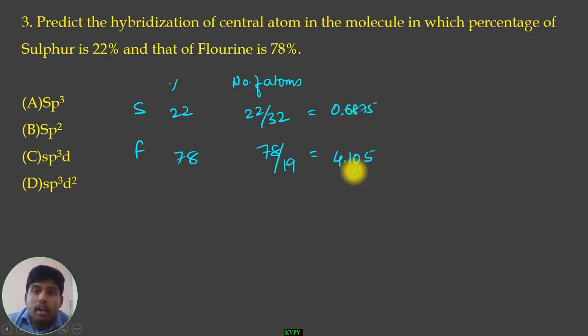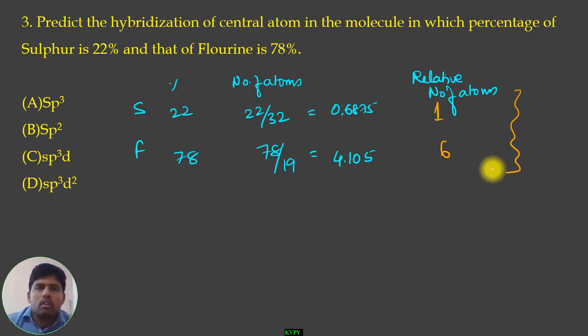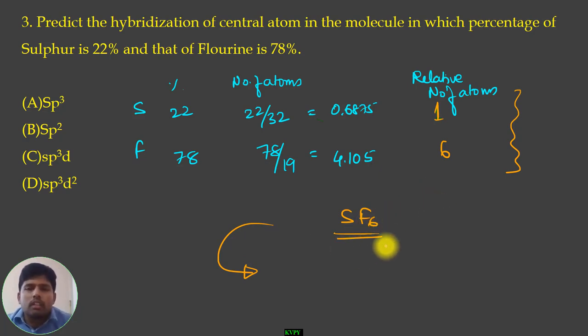Now if you see the relative number of atoms, this will be 6. It's almost like 5.98, so almost 6. So the empirical formula for the sulfur compound is SF6. We know that there is a compound with the formula SF6. Now for this, the hybridization has to be found out. If you look at the valence electrons of sulfur and fluorine, it is 6 plus 7 into 6.